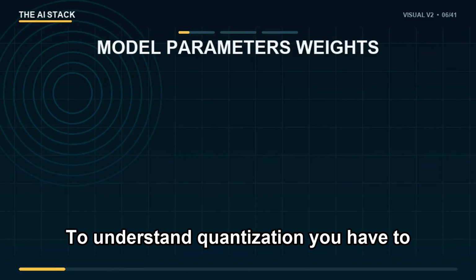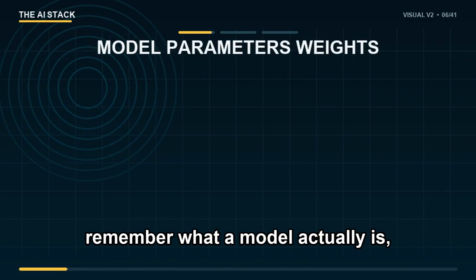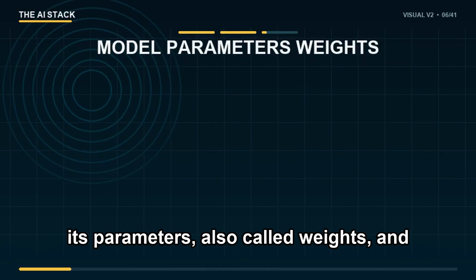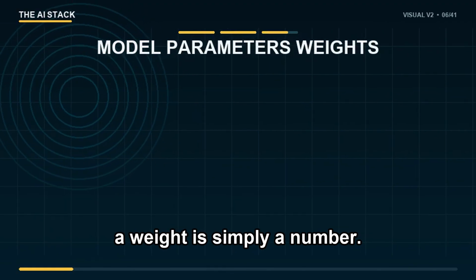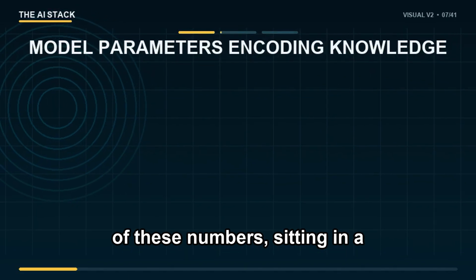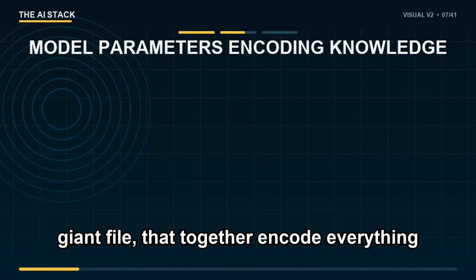To understand quantization, you have to remember what a model actually is underneath. From episode 1, a model is its parameters, also called weights, and a weight is simply a number. A modern model is just billions of these numbers sitting in a giant file that together encode everything it learned.